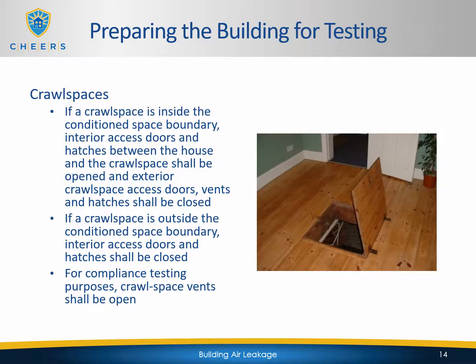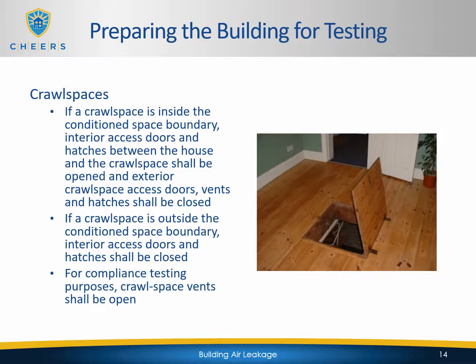As far as crawl spaces are concerned, if a crawl space is inside the conditioned space boundary, interior access doors and hatches between the house and the crawl space shall be opened, and exterior crawl space access doors, vents, and hatches shall be closed. So basically, if it's a living crawl space or the crawl space is within the conditioned boundary of the house, you have to take it into account as part of the house. So the hatch to the crawl space will be open, and any exterior opening from the crawl space to the outside of the house has to be closed.